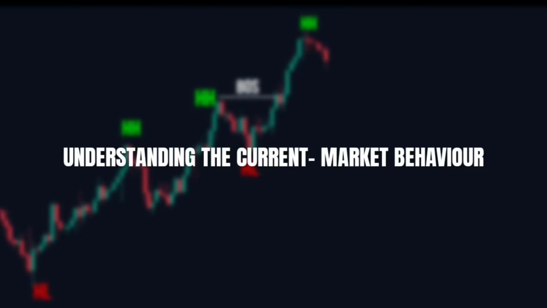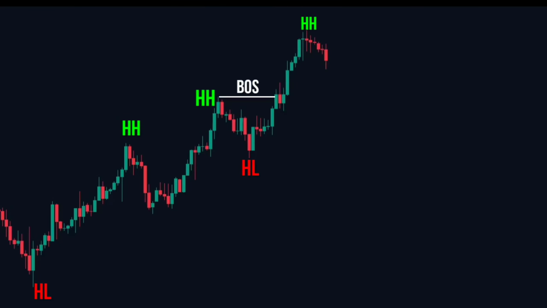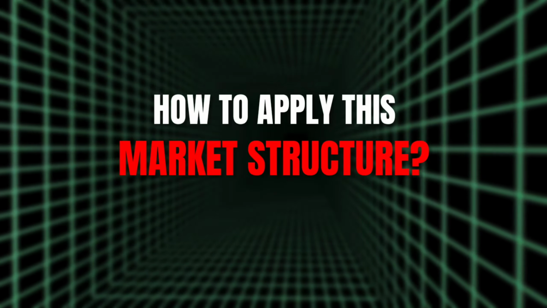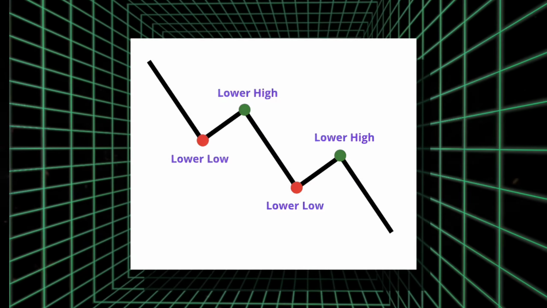Understanding the current market behavior. Currently, Euro USD has broken the most recent higher high and now it's trading under it. This indicates that the market is still bullish unless a significant lower break of structure is formed. I know, you might be wondering how to apply the same method in downtrends. Don't worry, I'll keep it short.